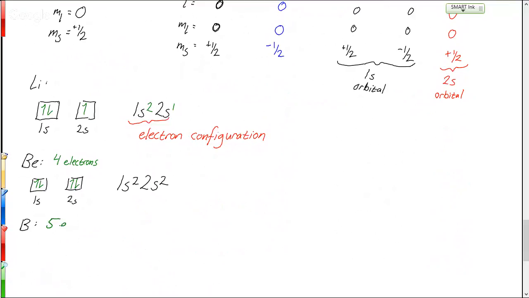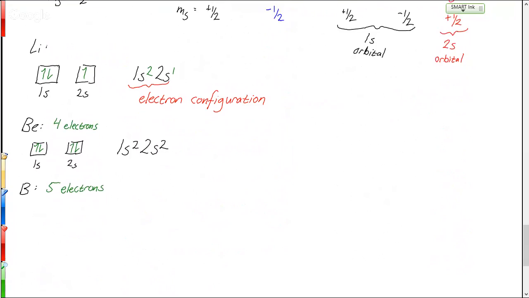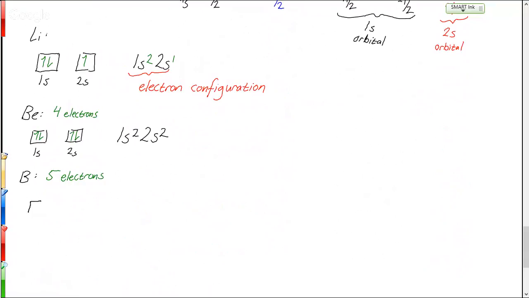We now have 5 electrons. Where do they go? We'll assume that we're going to keep going the same way. Where does that 5th electron go? Yeah, the p orbital. So now we've exhausted the possibilities for quantum numbers for n equals 2 and L equals 0. But in the n equals 2 shell, we have another choice for L. We have L equals 1. So that's what we call the p orbitals. How many p orbitals are there?